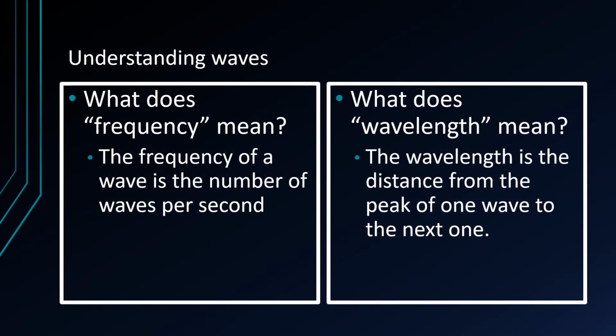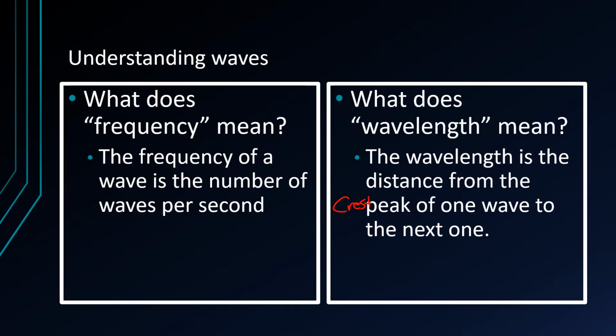So to understand waves, we need to know wavelength and frequency. And we kind of have an idea that wavelength is the distance from one peak of the wave, known as a crest, to the next one, so crest to crest. But what about frequency? The frequency of a wave is the number of waves per second.